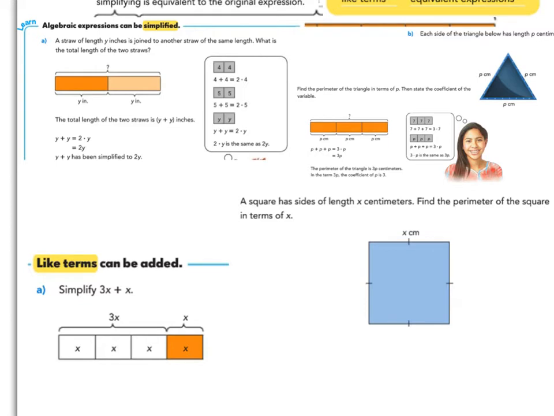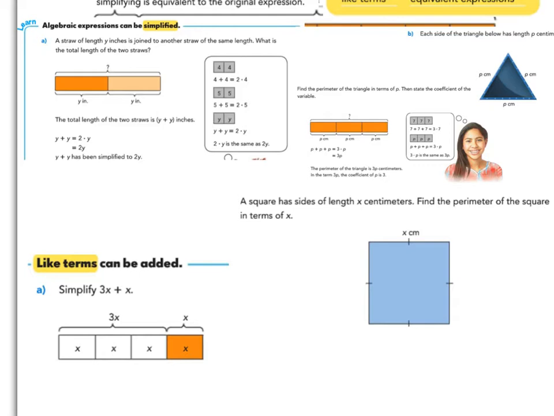It says, a straw the length of y inches is joined to another straw the same length. What is the total length of the two straws? This is an example of a bar model. This picture with the y inches and the y inches is an example of a bar model. So when you were asked on the pretest to draw a bar model, that's what they were talking about.